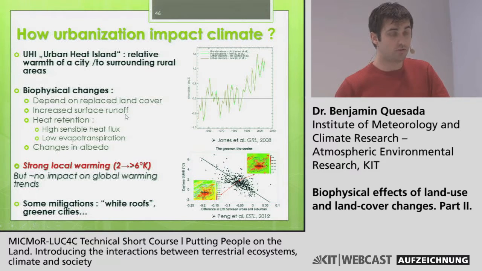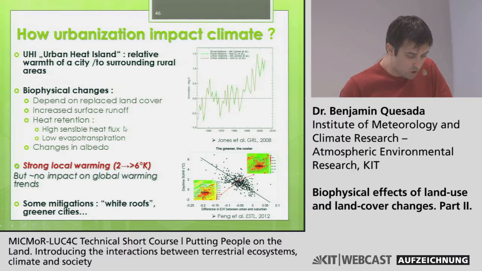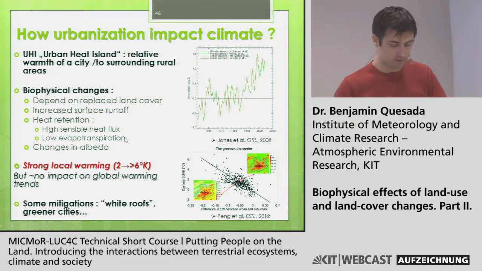You increase the surface runoff. You have more heat retention, mostly because of the concrete. So high sensible heat flux and absolutely low evapotranspiration. You have also changes in albedo, so it has to be studied. And in general, what we see is a strong local warming from 2 to more than 6 degrees, depending on the size of the city and the greenness of the city.